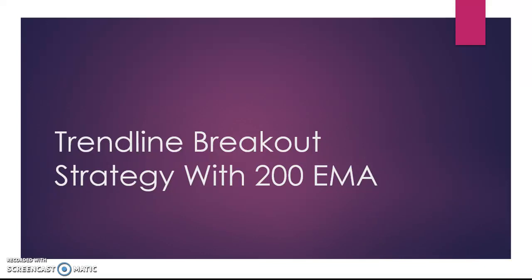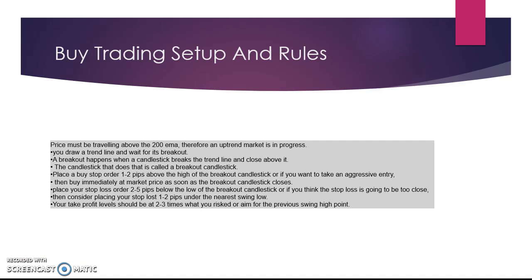Okay, this strategy is called the Trendline Breakout strategy with the 200 EMA. It's a moving average, the 200 exponential moving average. By trading setups and rules, price must be traveling above the 200 EMA. Therefore, an uptrend market is in progress.